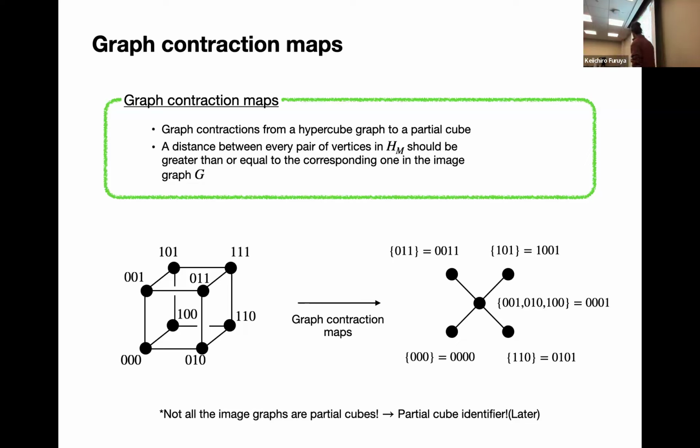So the word contraction here is intriguing. Is it Hamming distance non-increasing or something? Exactly, yeah, Hamming distance non-increasing. Sorry, I forgot to describe the second part. The graph contraction map is a contraction because the distance is non-increasing.